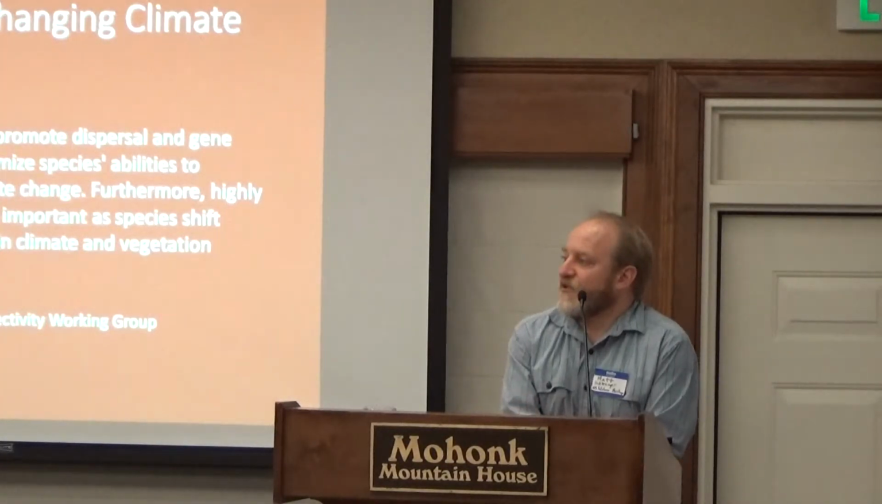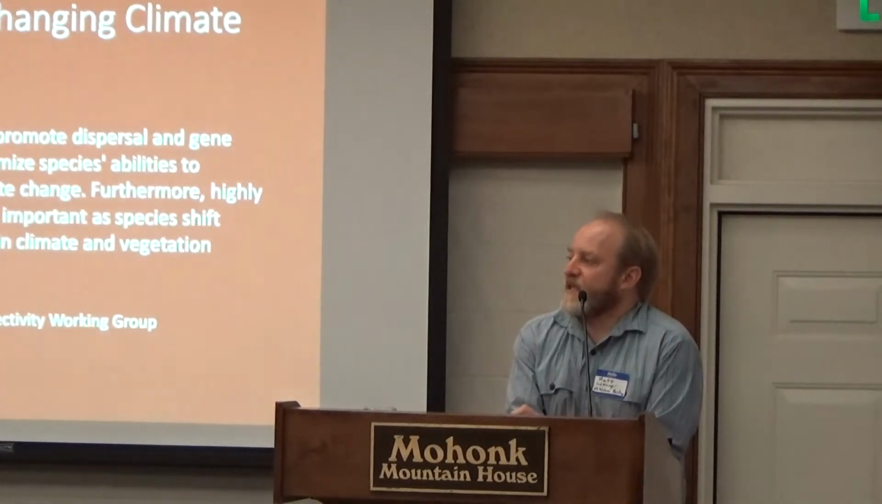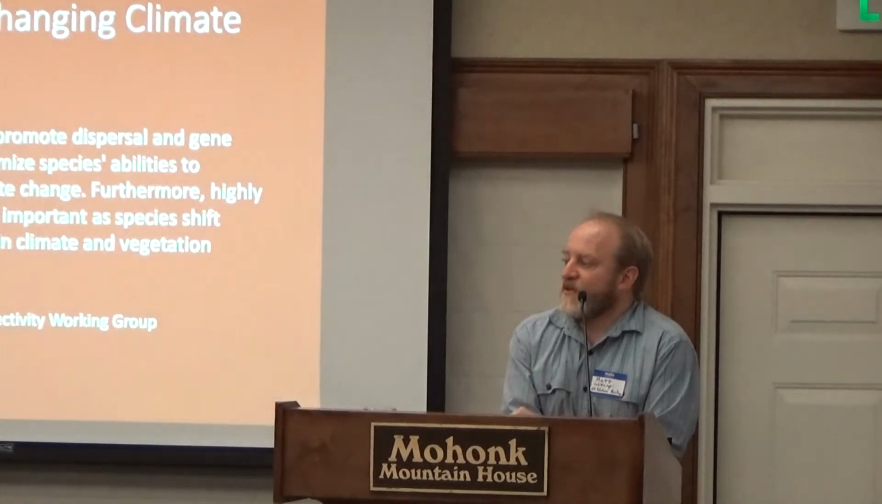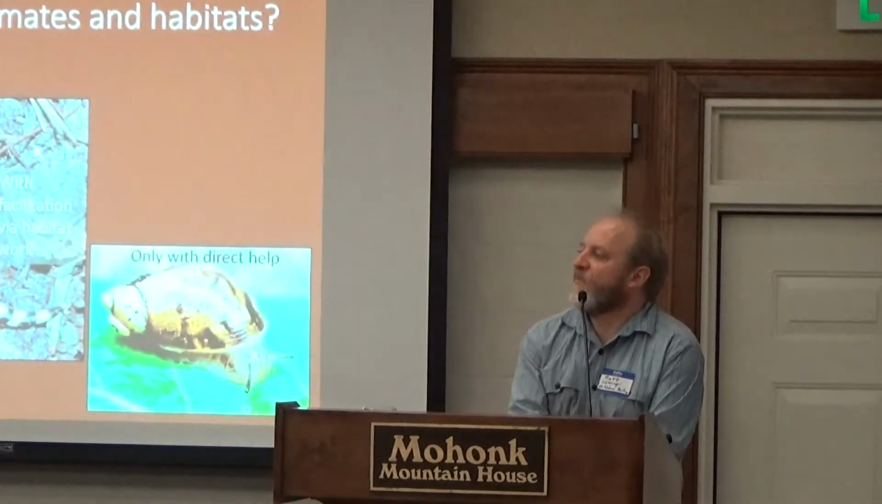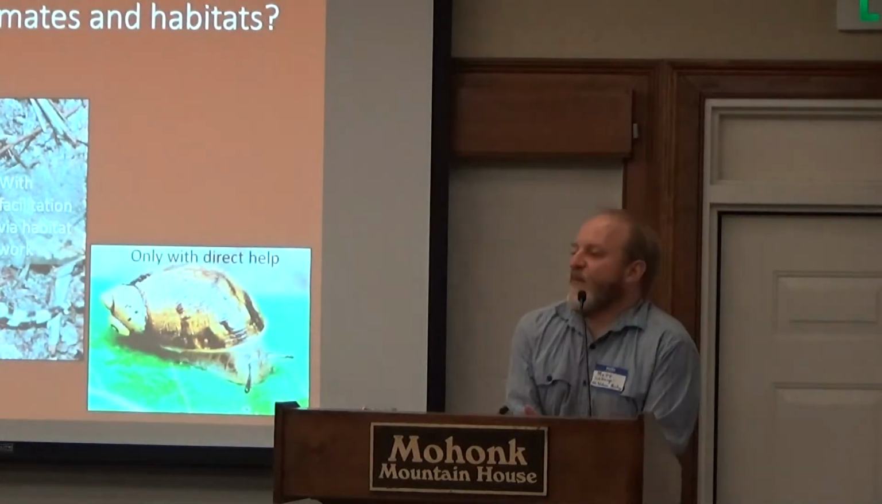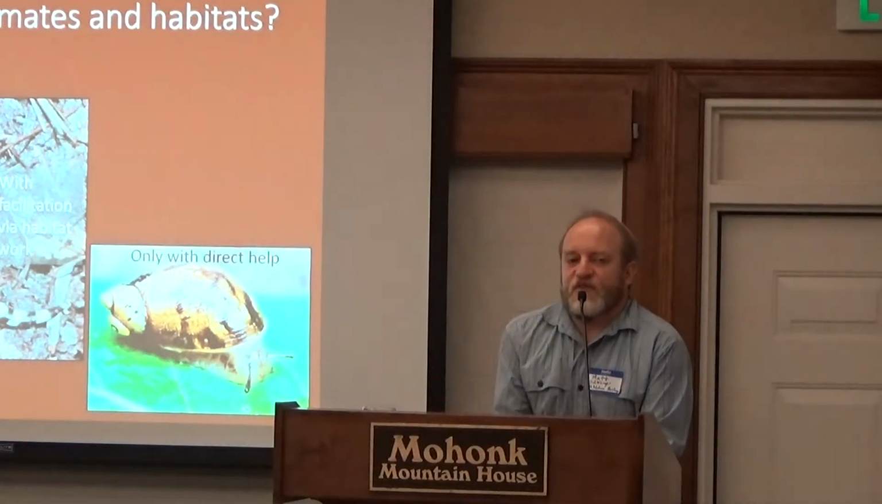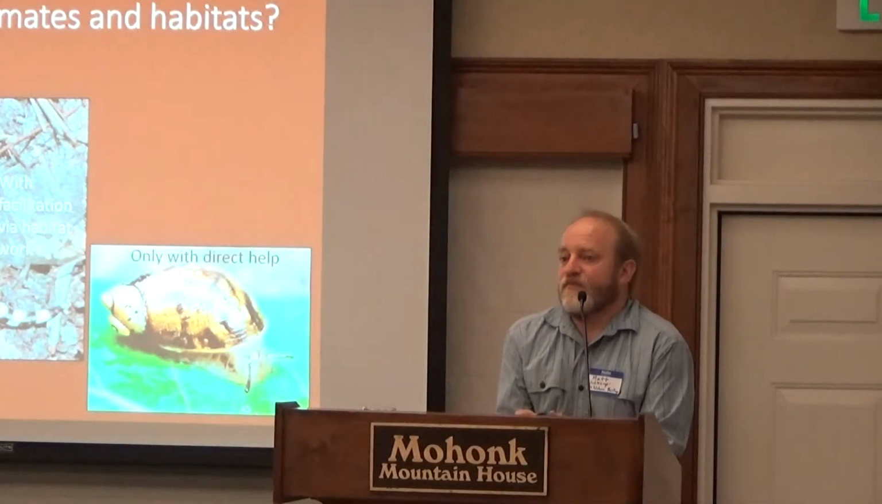Well-connected landscapes promote dispersal and gene flow, processes that will maximize species' abilities to respond to the stress of climate change. Furthermore, highly permeable landscapes will be important as species shift their ranges to track changes in climate and vegetation patterns. So it's worth thinking about which animals are likely to be most susceptible to these impacts and are maybe most in need of connectivity help.